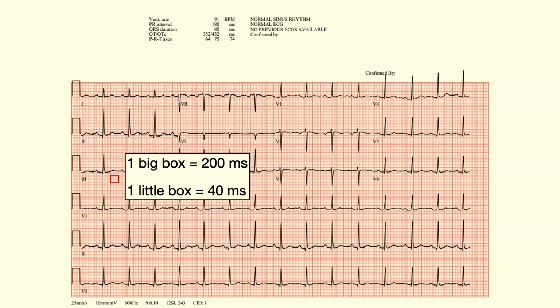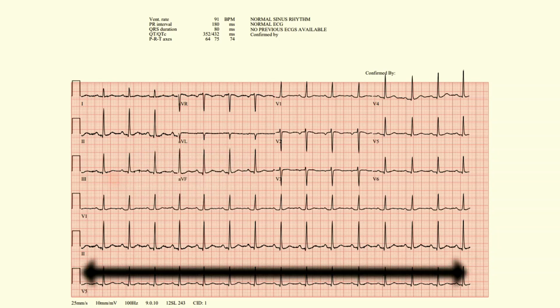200 milliseconds for a big box, 40 milliseconds for a little box. That's exactly right. Very important. And then how long is an ECG? How much time is conveyed on this piece of paper? 10 seconds. That's exactly right.